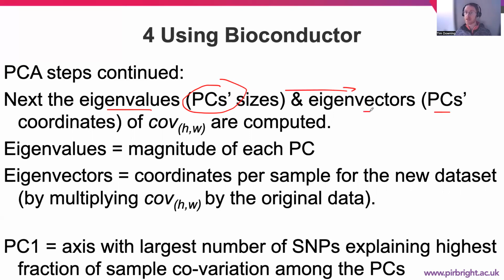The eigenvectors contain the actual coordinates in one-dimensional space for each of the PCs, and this is where the samples are arranged. So the eigenvalue is the magnitude of each PC, and the eigenvectors are simply the coordinates of a sample for each of the PCs. We can then look at PC1. For example, this is the one with the largest number of SNPs, explaining the highest fraction of sample covariation among the PCs. PC2 is the second highest, and so on.